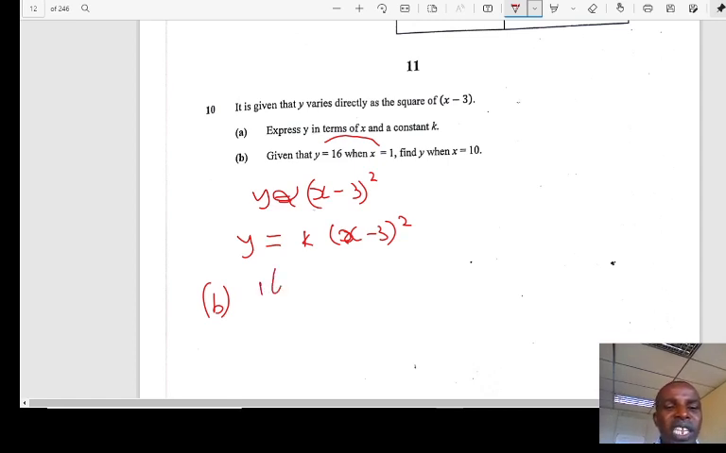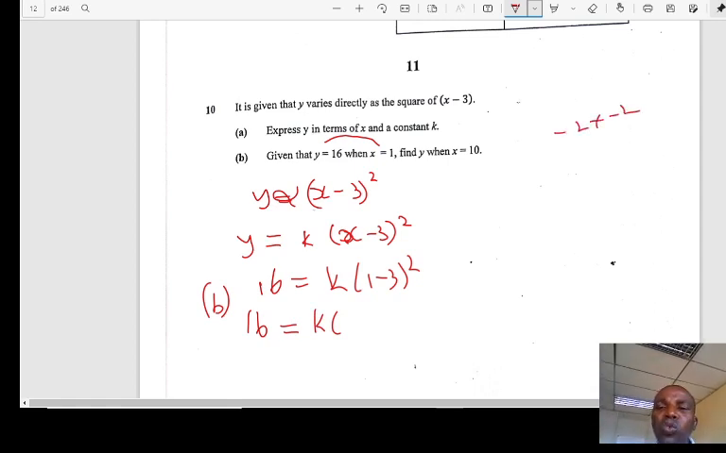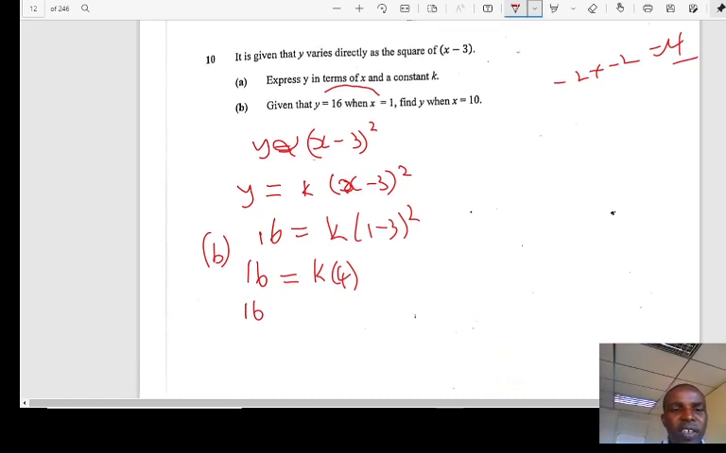Where there's y, you put 16 here. Where there's x, you put 1. So it will be k, 1 minus 3 squared. Then 16 is equal to k, this one, 1 minus 3 is minus 2. Minus 2 squared, minus 2 times minus 2. It's actually 4. Minus minus will be a plus. So it's 4 here. Then it will be 16 is equal to 4k. Then you divide by 4 to find k. So you find k is equal to 4.